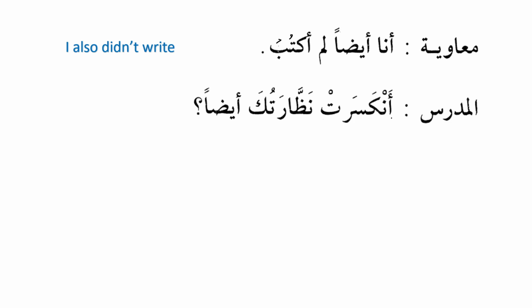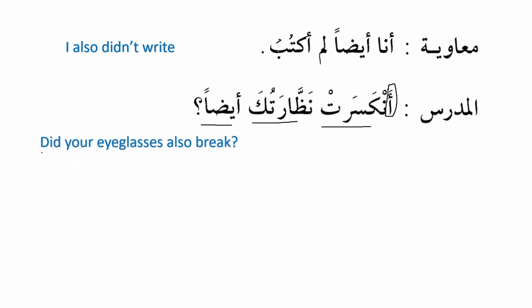Now we know that the hamza of form number 7 is hamzatul wasl. So why do we have here a hamza that is hamzatul qat'? What happened over here? It shouldn't be there, right? So what happened over here? First of all, let's look at the construction. أَنْكَسَرَتْ نَظَّارَتُكَ: mudaf mudaf ilayh, and this is the verb and this is the fa'il, aydan also. So look at the translation now. Did your eyeglasses also break?